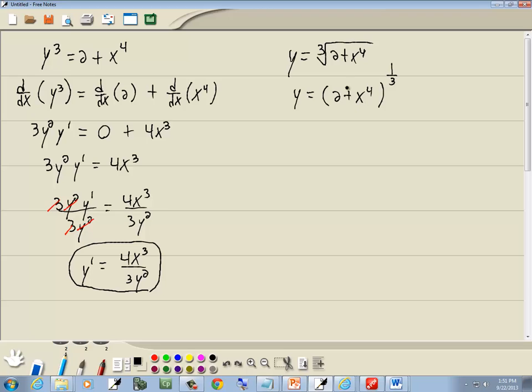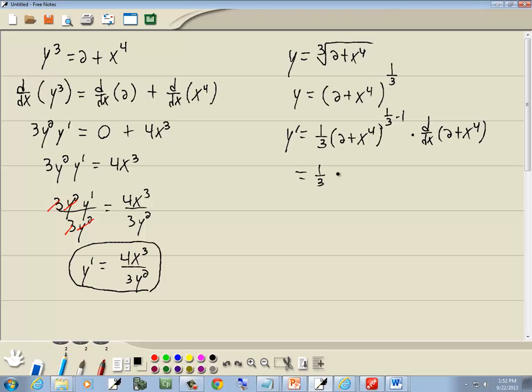Well, this is the chain rule, the general power rule. We've got parentheses to a power. So when we find our derivative, you take your power, put it out in front. What's inside your parentheses remains as is. You lower your power by 1. And then you multiply it times the derivative of what's inside the parentheses. So the derivative of 2 plus x to the fourth.